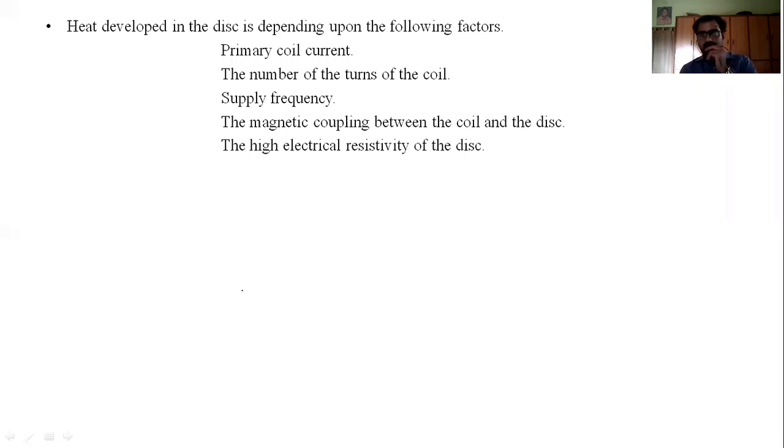Each and every metal has its own resistivity. In this type of high frequency heating, we consider only metals for induction heating, because we want to produce a high amount of heating, a high temperature. As the name indicates, at high frequency a greater amount of heat is produced. For that heat generation, we require a high amount of voltage. For that, the resistance of the coil must be low.